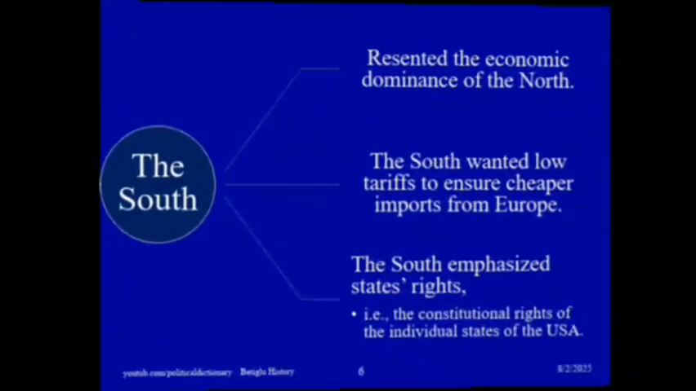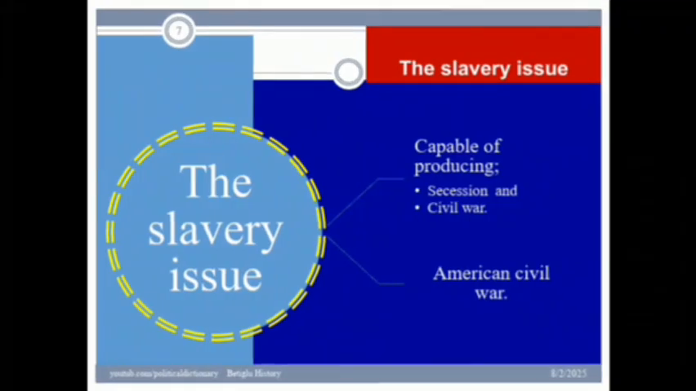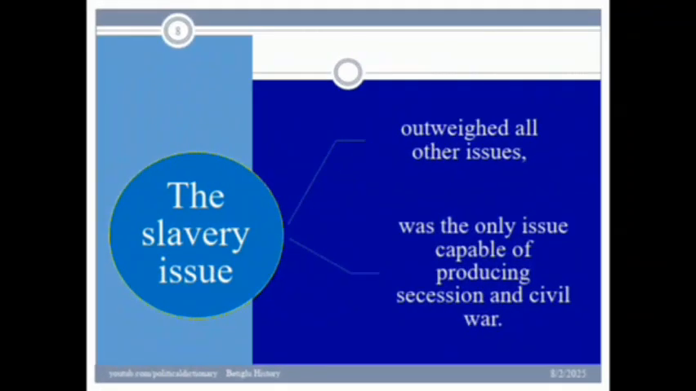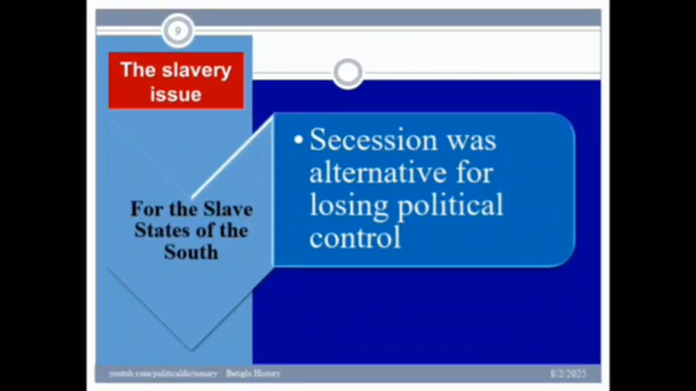However, the slavery issue outweighed all other issues and was the only issue capable of producing secession and civil war. When the South lost control of the political institutions of the USA, they turned to secession, fearing that Northern domination of the Union would lead to attacks on slavery.